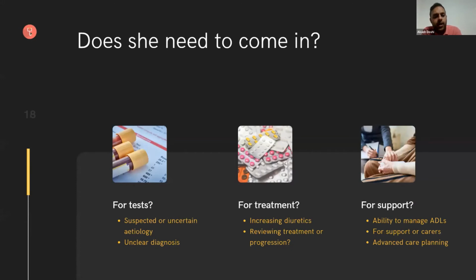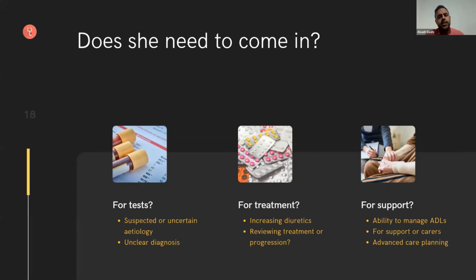And with that in mind, you need to think about whether she needs to come in. She might need to come in for some tests, because you're thinking it's possible that this is new onset of worsening heart failure from those previous questions you just asked. Or because you're unsure about what the cause of the heart failure is. And we need to work out the cause, because we need to make sure that if we work out the cause, that we can deal with it.